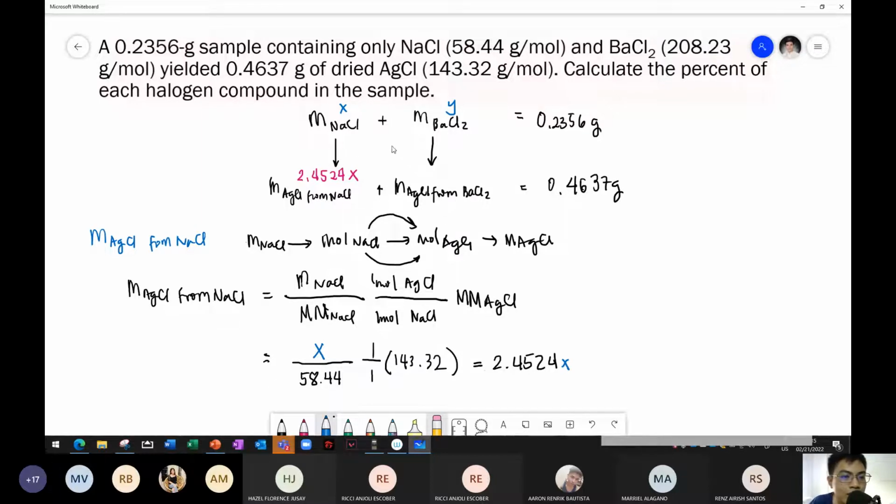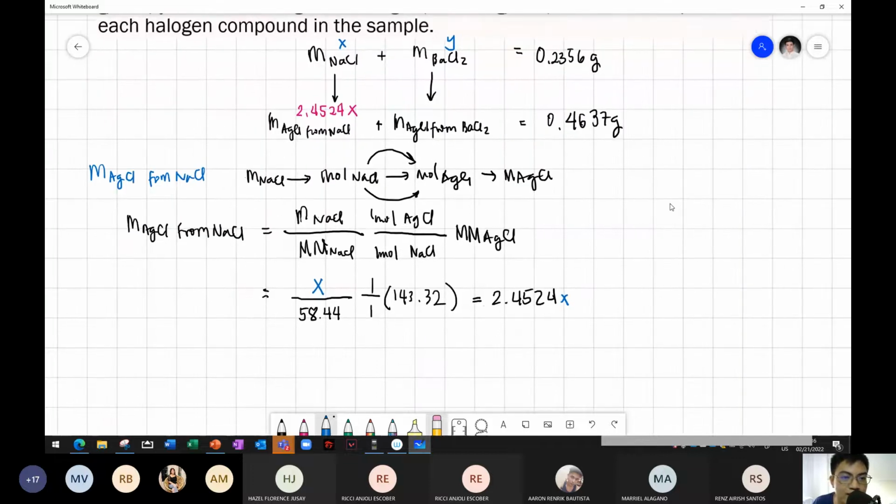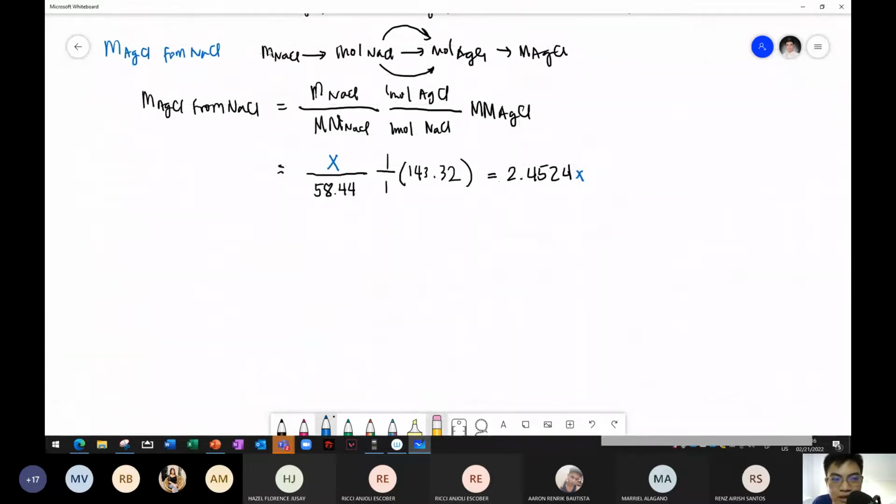Let's try the mass of AgCl from barium chloride. Okay? Same process lang din halos. So let's just copy everything. Again, paulit-ulit lang to. Once na magets mo na siya, yung solution na nasa worksheet, yun yung gagamitin nyo rin sa quiz. Okay. Paulit-ulit mo lang siya itatry. Okay. This time, barium chloride naman. So, yung NaCl palitan natin ng barium chloride. Okay.